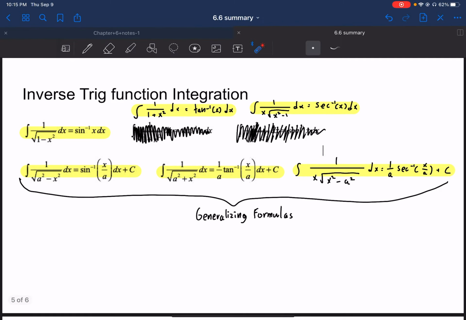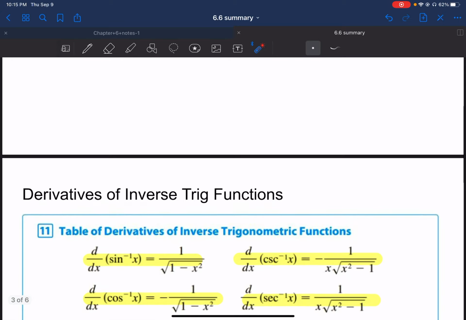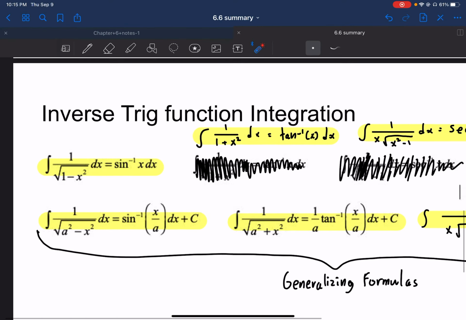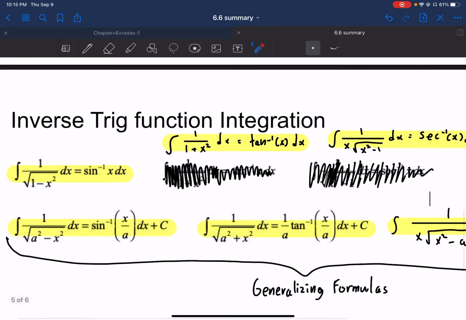Now moving on to the inverse trig functions, or the integration of the inverse trig functions. As you can see here, you're just going backwards from the derivatives for the integrations. The integral of 1 over the square root of 1 minus x squared dx equals the inverse sine.